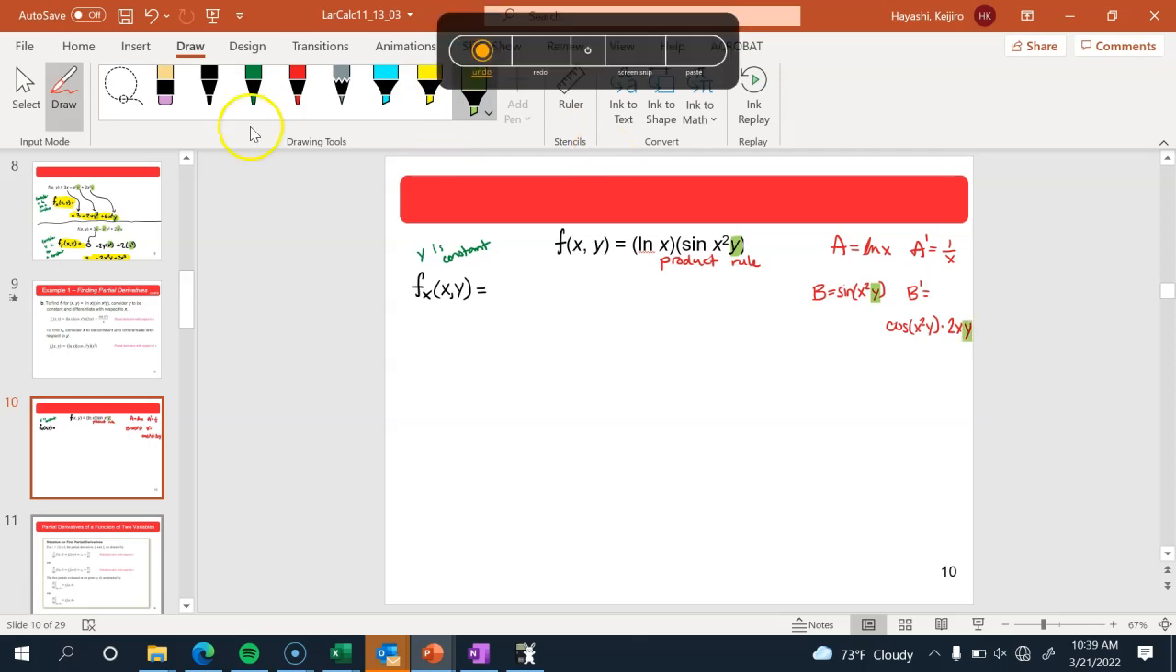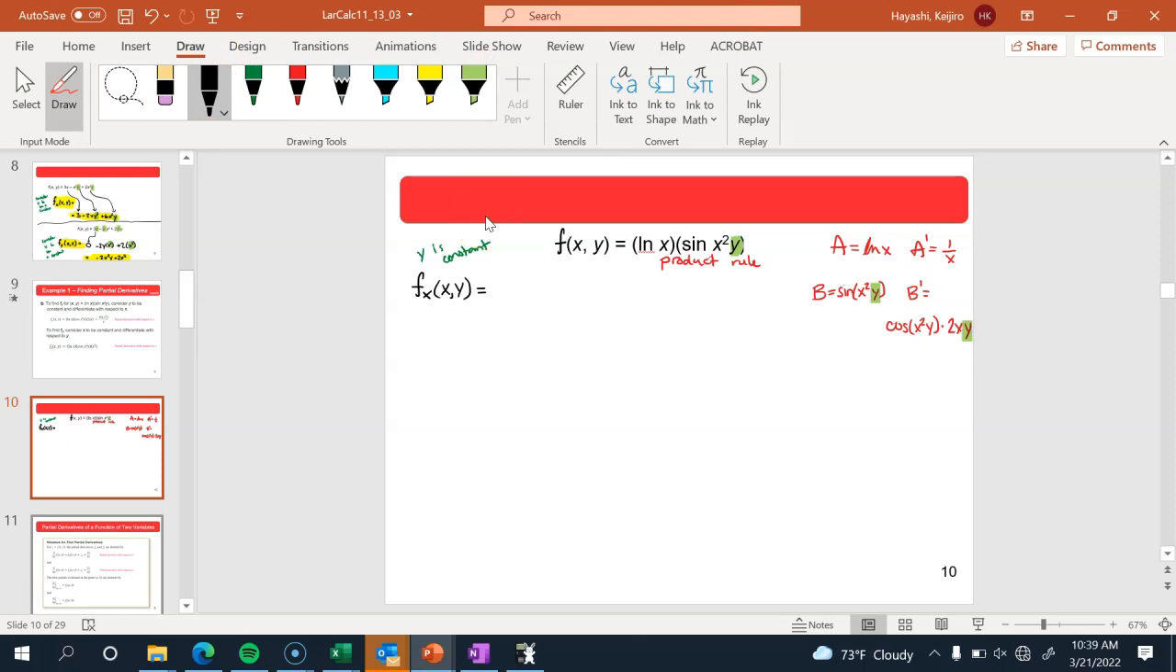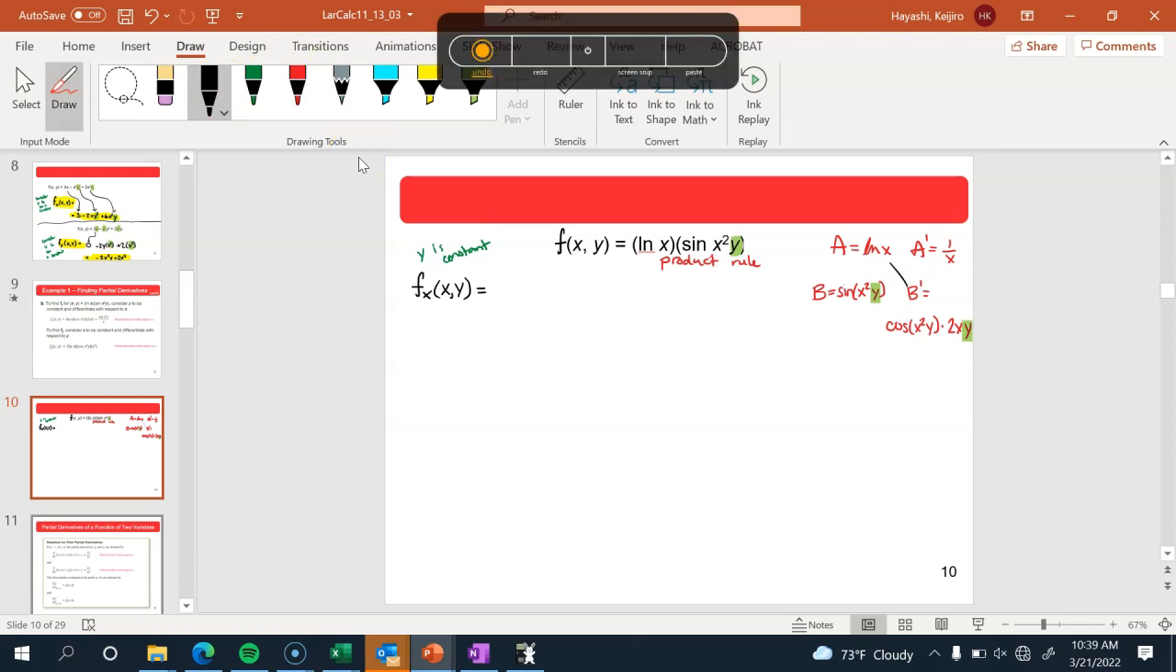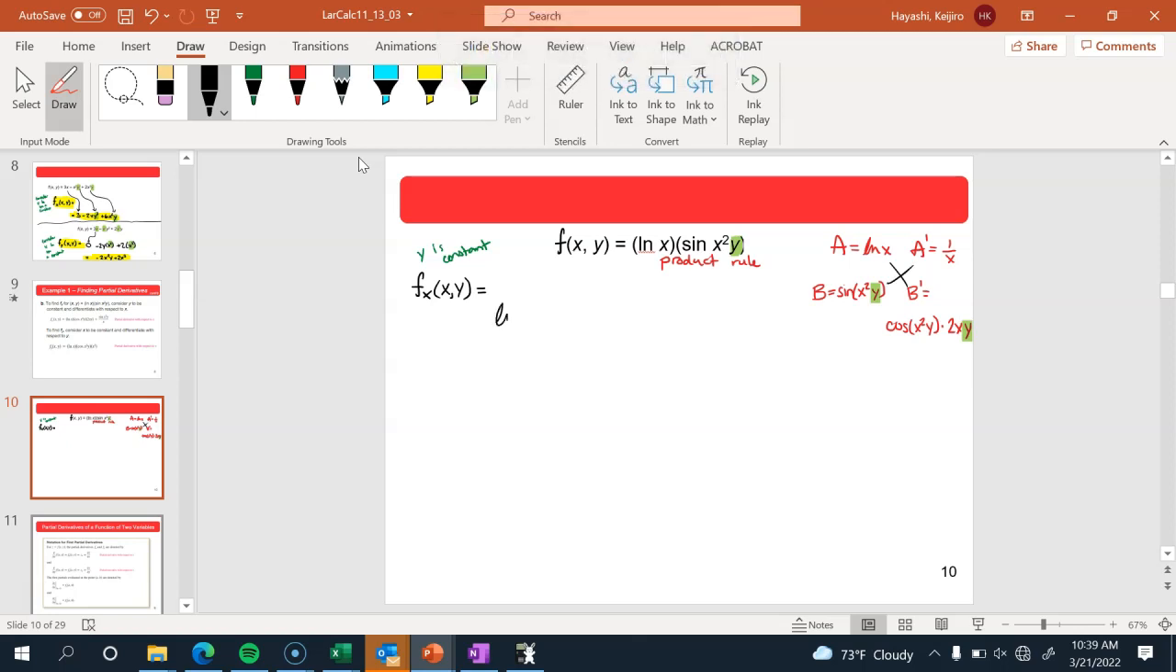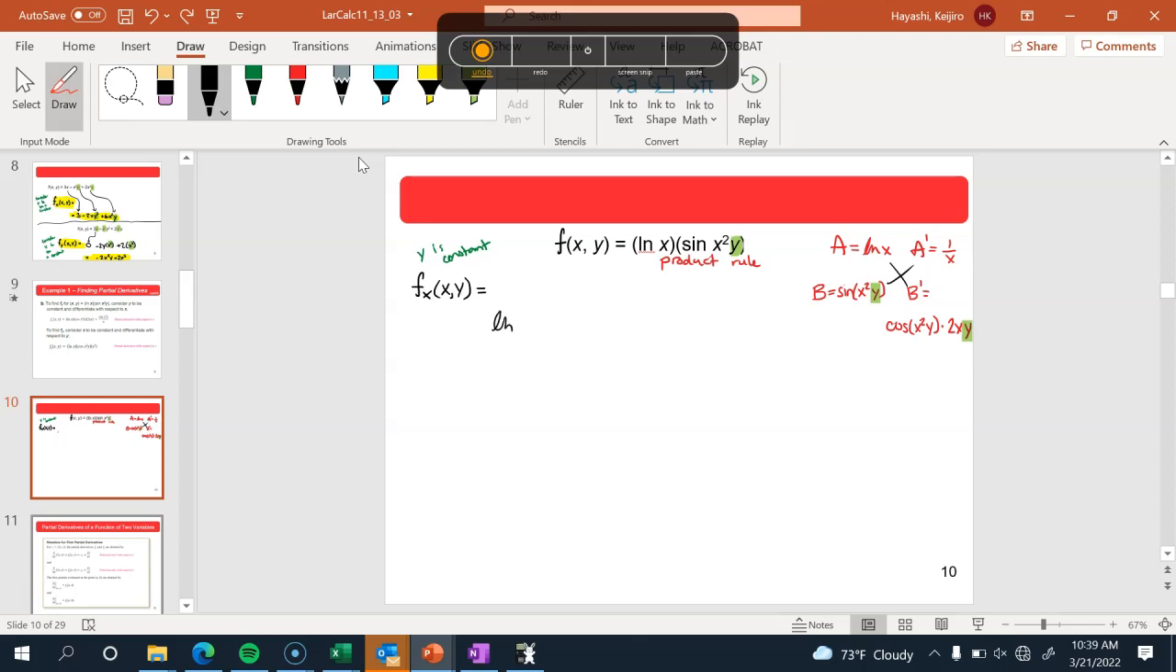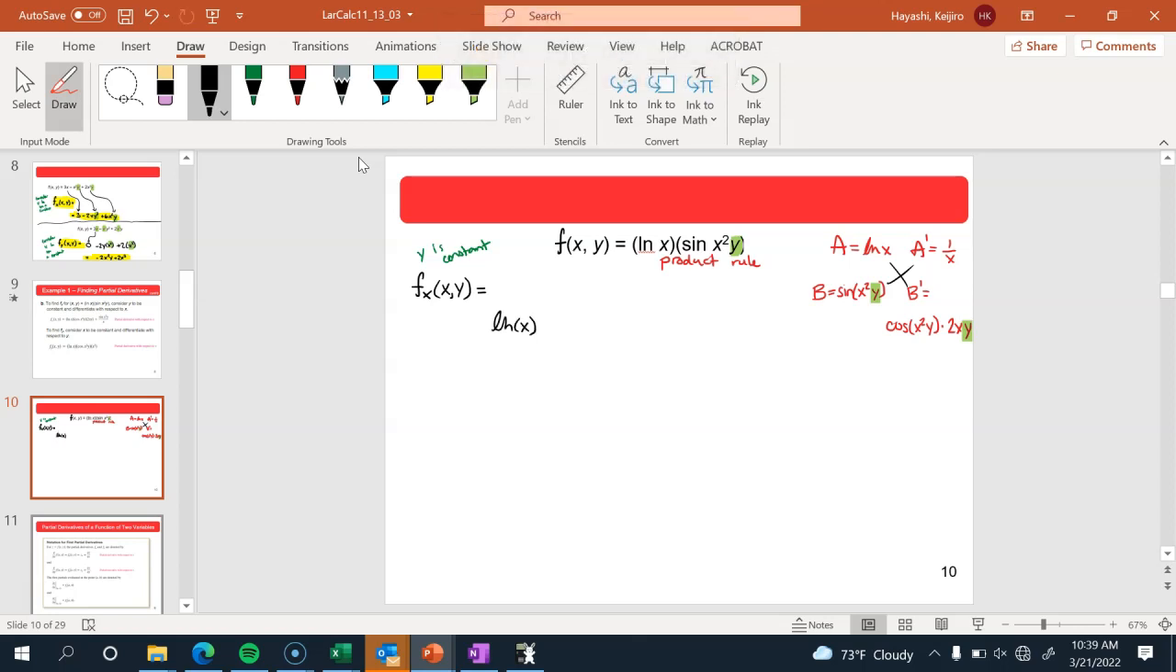Okay. So actually, this is all that you need. You just put this together. So the partial derivative with respect to x should be a with b prime and a prime with b. So the natural log of x times cosine of x squared y times 2xy. And I'm sure there's a better way to order those things, but the order doesn't really matter.